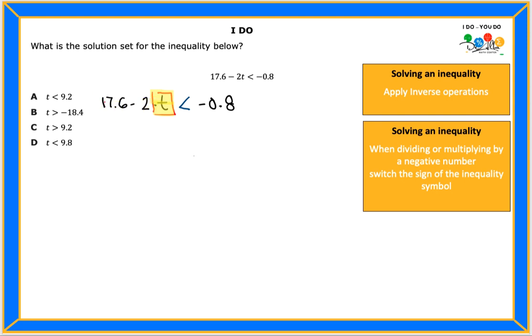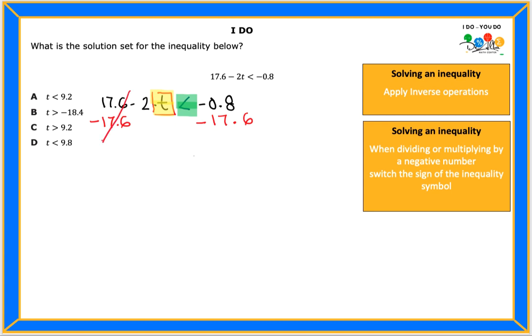So here we go. This is positive 17.6. What is the opposite of positive 17.6? And the answer is minus 17.6. And I'm going to do the same thing on the other side, because we always do inverse operations on both sides, right? Okay, so this is the inequality symbol. So I have to do it before the inequality and behind the inequality. So this is minus 17.6. Okay, so on the left side, these are opposite, positive 17.6 minus 17.6.